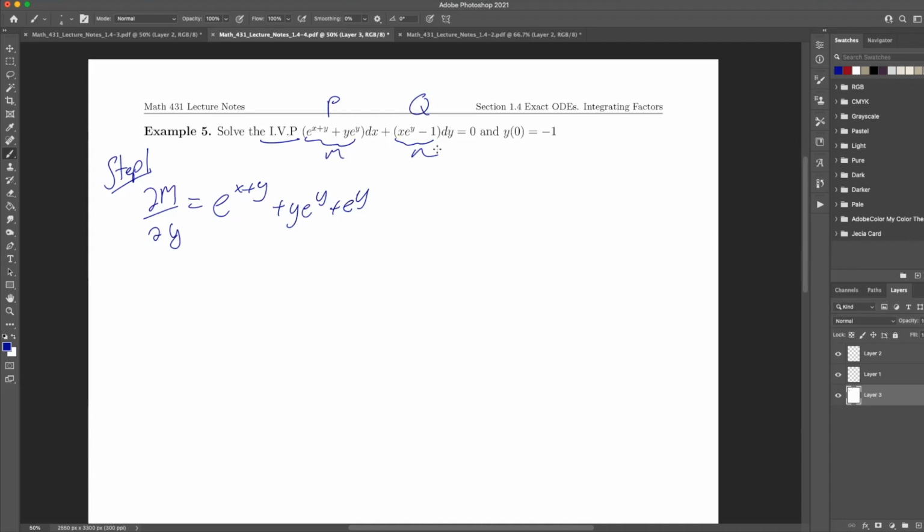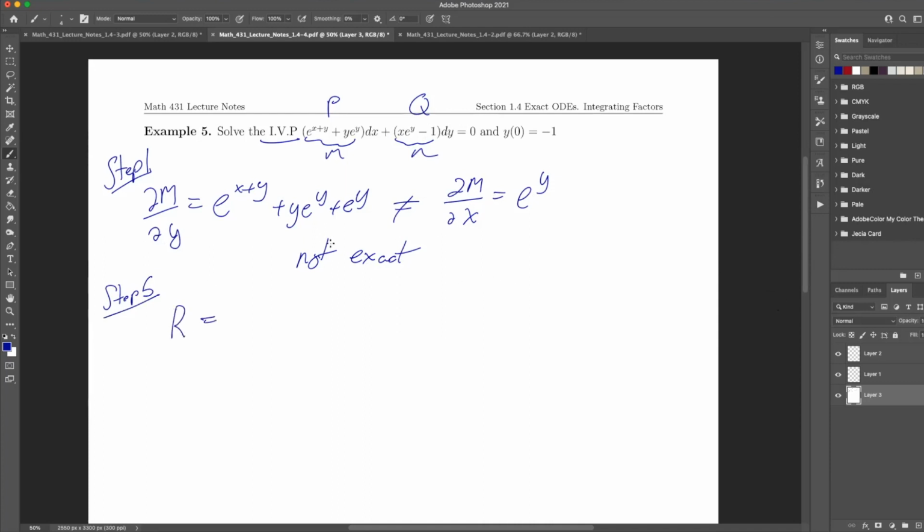Okay. Now I'm going to take this with respect to x. Well, this with respect to x is just equal to e to the y and nothing. Does this equal this? No. So this is not exact. Okay. Since this is not exact, we're going to kind of go to step 5, right? And step 5 is do an integrating factor. And so we're going to test both of these real quick.